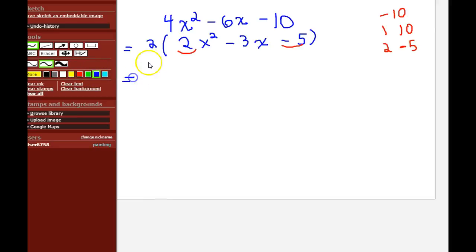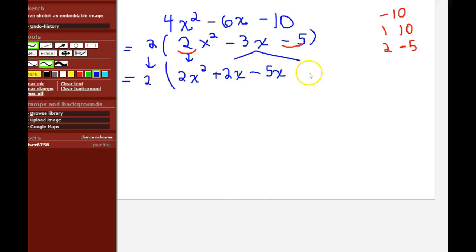So this is equal to, we're going to bring down the 2. And now we're going to bring down the first term, 2x squared. We're going to split the middle term into two, so it's going to be equivalent. And I'm going to have plus 2x minus 5x. And then bring down the last term, minus 5. So these two add up to this middle one. It's working great. So this is equal to 2.